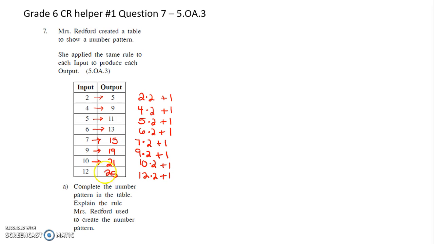There's lots of things that we could do. We could have also embraced patterns going down the table, but that won't really explain the rule. And I knew eventually we'd want to explain the rule, and this is the rule that you would follow when they say explain the rule. So for our rule, a couple ways we could explain it. You could do 2 times the input plus 1 equals the output. And that would be explaining the rule. New York State would accept that on a state test.